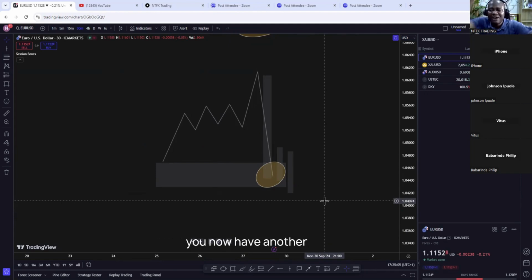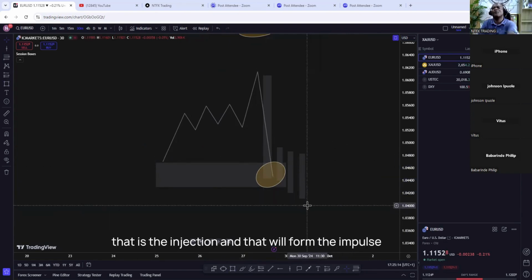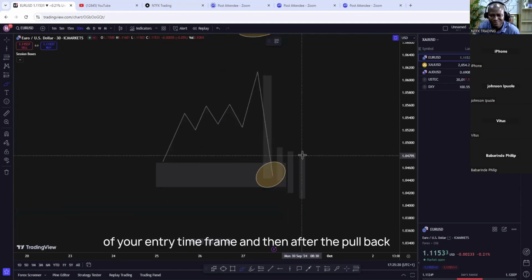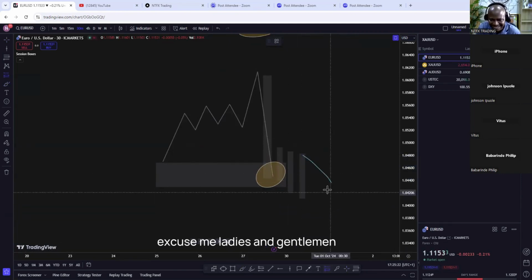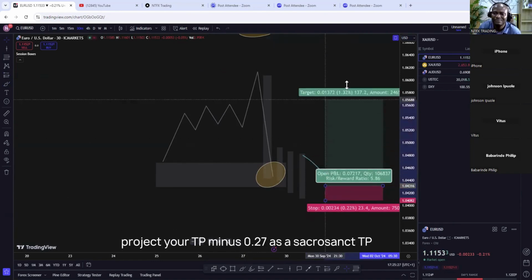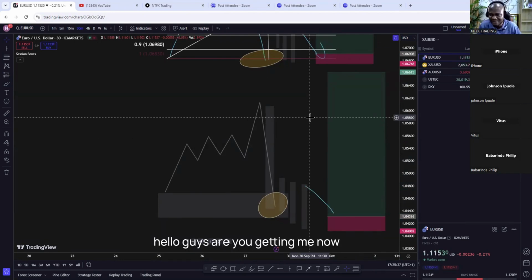After that, you now have another bearish candle come and take that level. Once you take that level, you now have your bullish candle come here. That is the injection, and that will form the impulse of your entry time frame. And then after the pullback, enter here, stop loss below the injection, and then project your TP minus 0.27 as a sacrosanct TP. Hello guys, are you getting me now? Yes, sir.